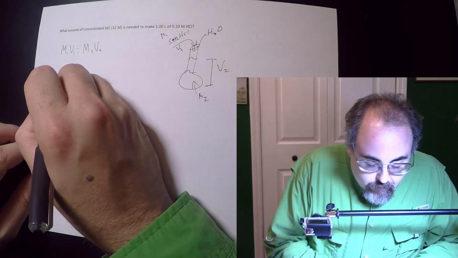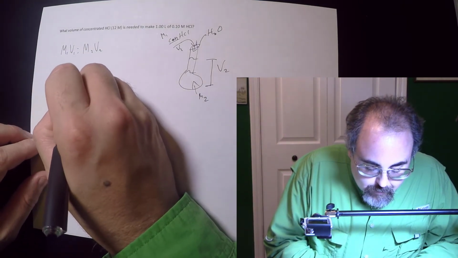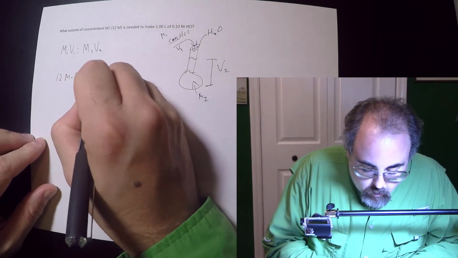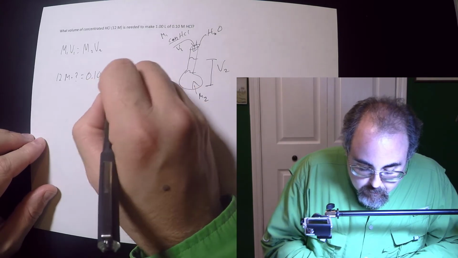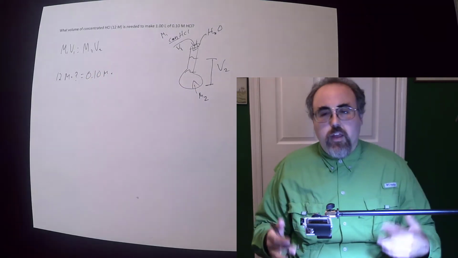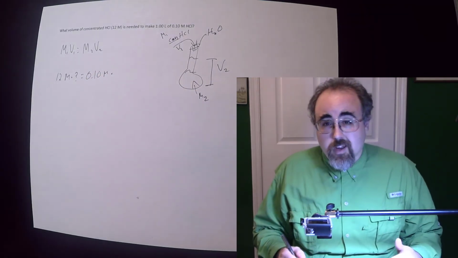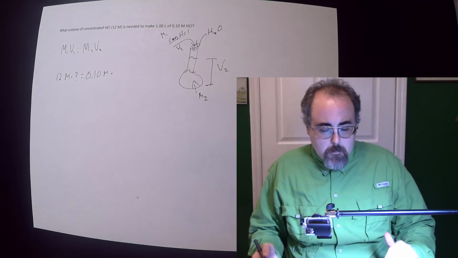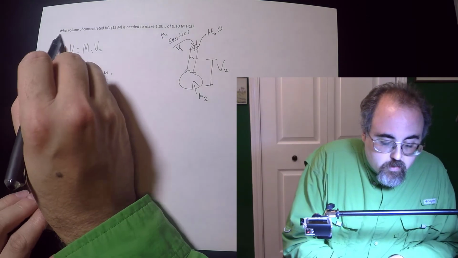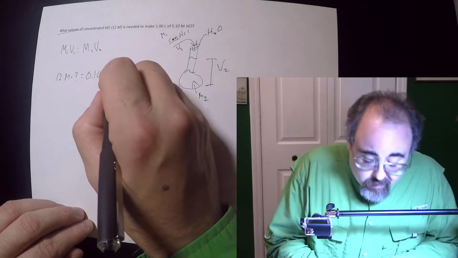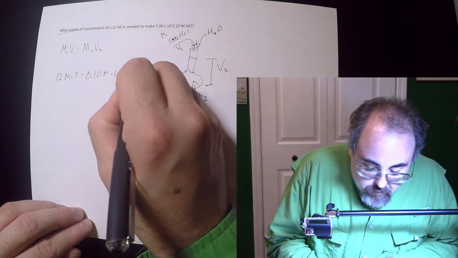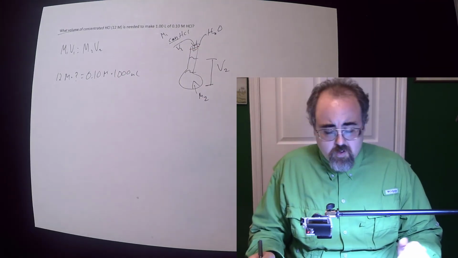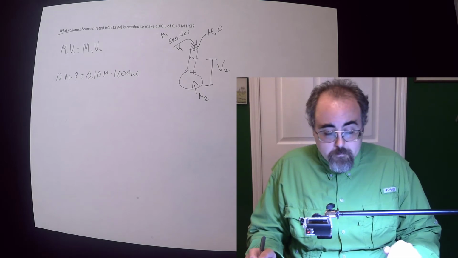Let's take this one. I've got 12 molar times, that's what I want to know, equals 0.10 molar times, and so here's kind of a choice. I can put in liters there and get my answer out in liters. But odds are I actually want my answer in milliliters. It doesn't say, so you can do whatever you want, it just says volume. But I'm going to put in milliliters here. So I'm going to say 1,000 milliliters. That way it's more practical. The graduated cylinder is going to be listed in milliliters, and we're probably talking a few milliliters here.